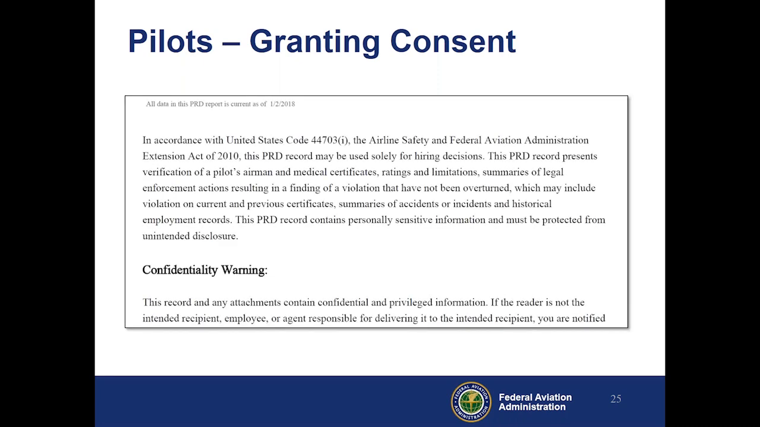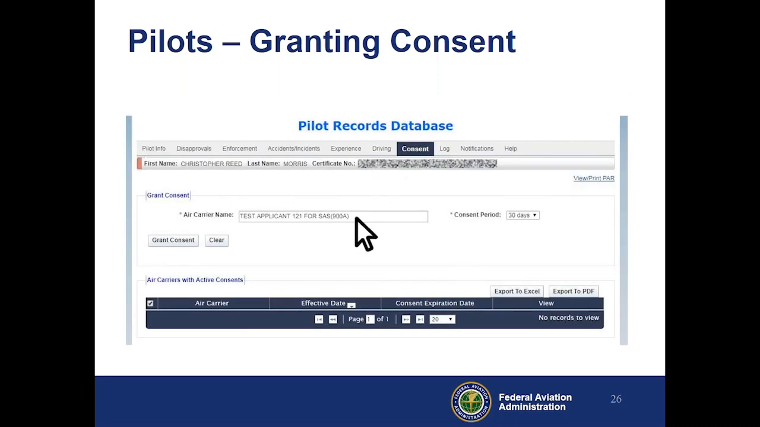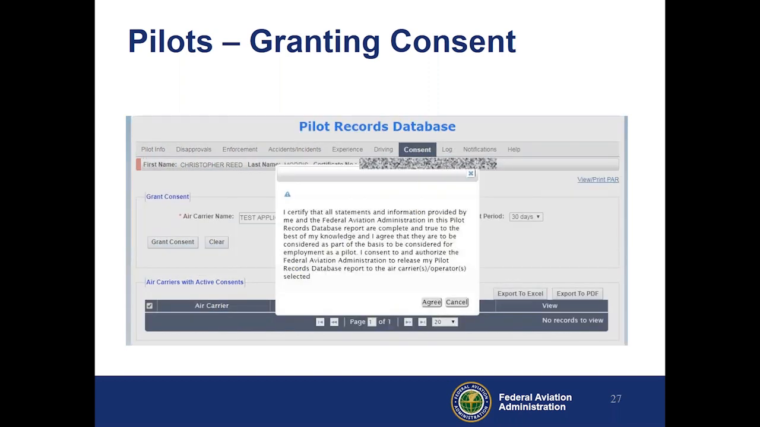So the way that you enter the record, you put in the company name, and again, you would type a few letters, and then you wait and let the form populate and make sure that you have the right designator code. A lot of companies, the names are very similar, so you want to make sure it's the right company. And then they have to pick the consent period. It's 30, 60, or 90 days. And that gives the company a window of time to pull that record and view it and print it off. And then you just click grant consent after that.